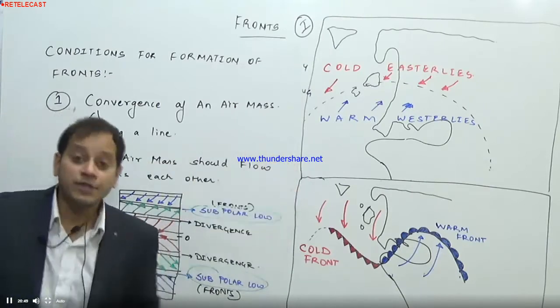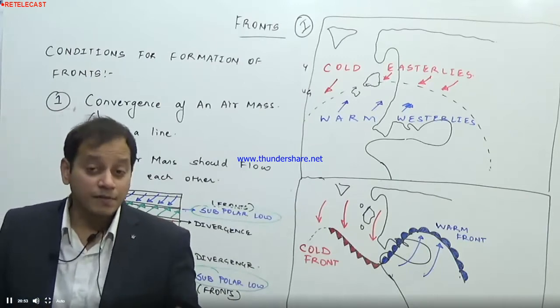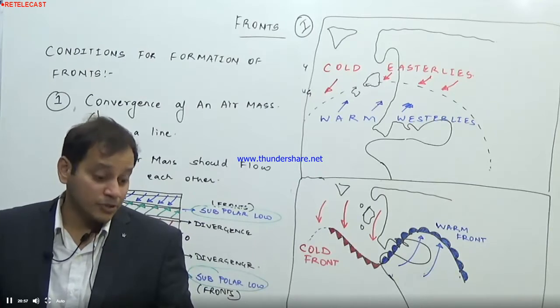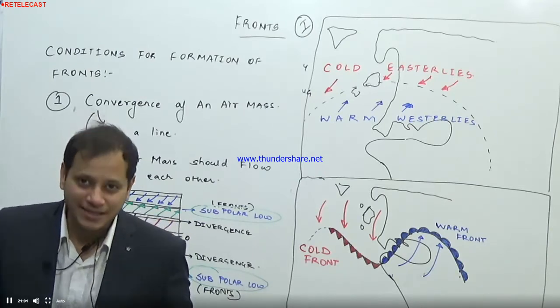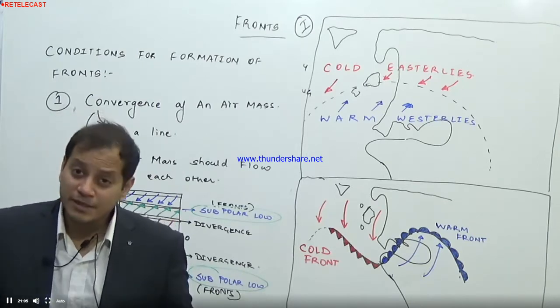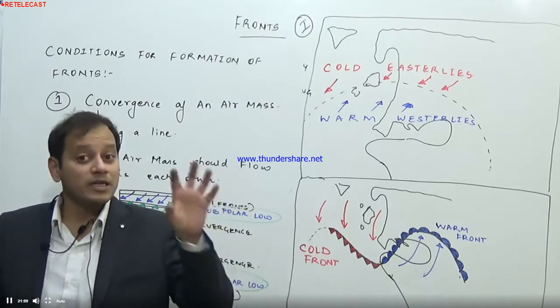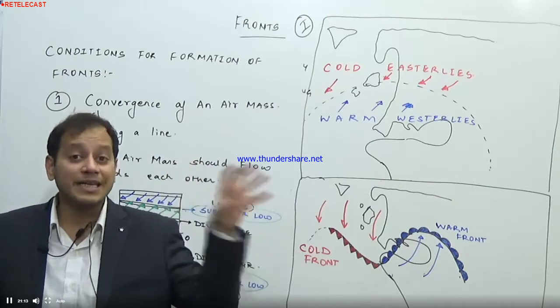Again, come to your definition of a front. There should be convergence of an air mass. That is, the air masses should converge, but these air masses should be contrasting in terms of temperature, and obviously if the temperature difference is there, pressure and moisture difference is also there. So what is the basic definition of a front? That is, two contrasting air masses.